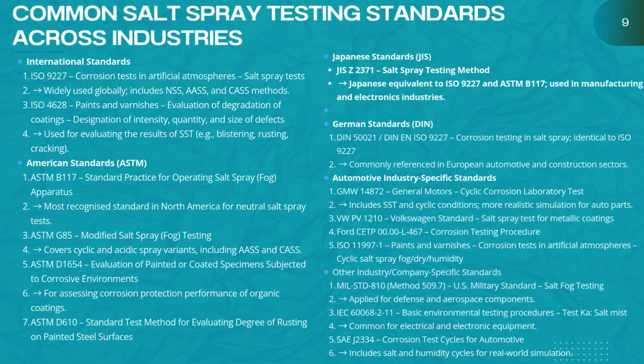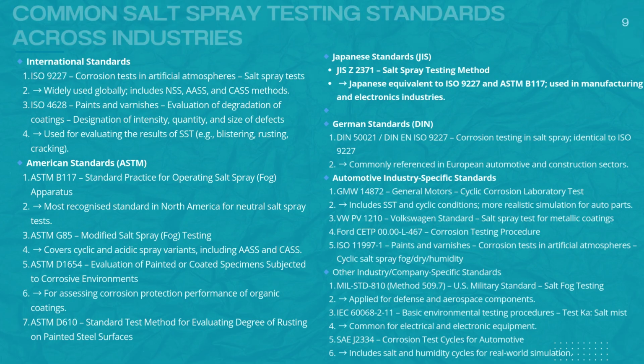The automotive-specific standards are issued by major OEMs like GM, GMW 14872, VW and Ford, each tailored to their product and environmental requirements. Lastly, other company-specific or military standards like MIL-STD-810 and IEC 60068 are widely used in aerospace, electronics and defence for harsher testing environments.